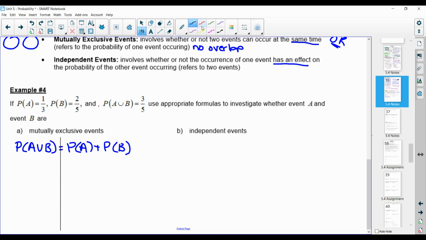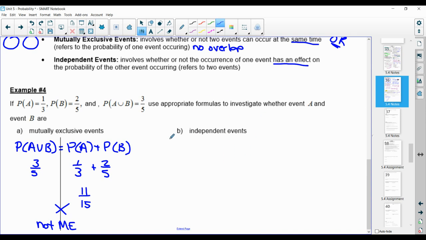And so the probability of A or B is 3/5. The probability of A is 1/3. The probability of B is 2/5. Well, if we add 1/3 and 2/5 together, we get 11/15. So those do not match. So these are not mutually exclusive events. That means that there is some type of overlap.